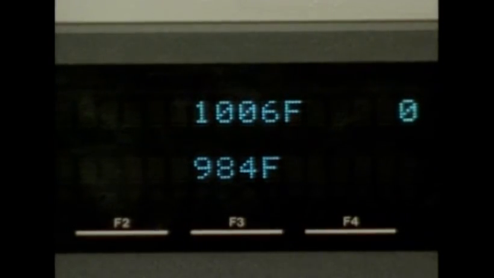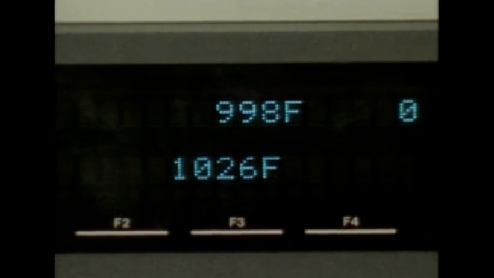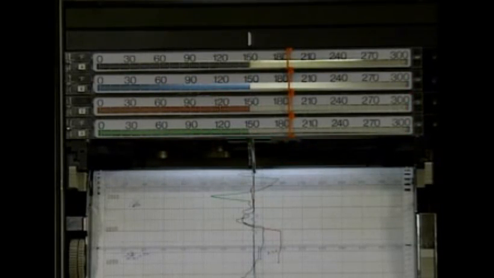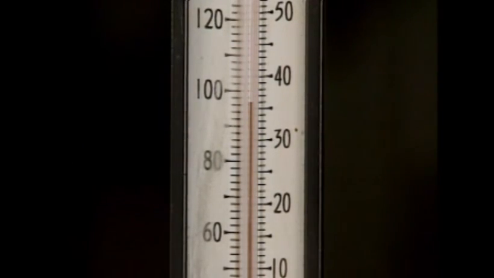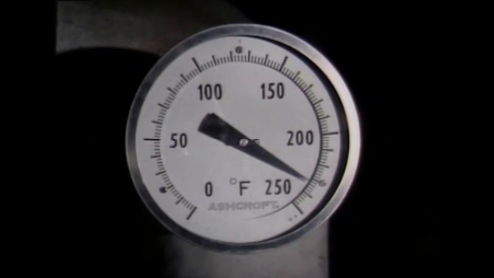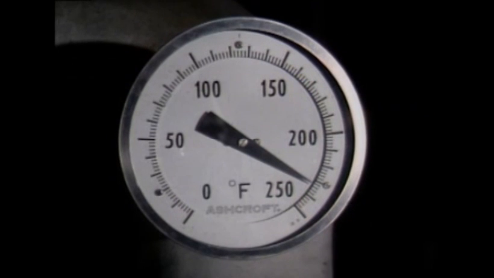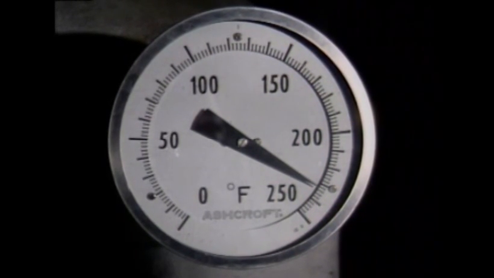Temperature is another important process variable. Temperature is an indication of the relative hotness or coldness of a substance. The most common unit of temperature in the English system is degrees Fahrenheit. Like pressure, temperature is often measured at various points in a system. For example, this temperature gauge is indicating that the temperature at this point in the system is 232 degrees Fahrenheit.